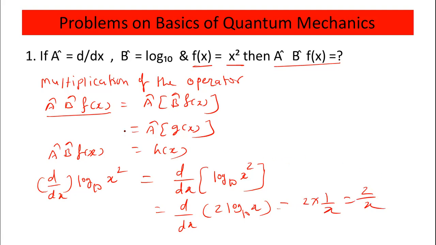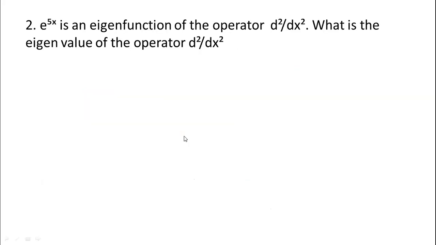So for the multiplication of the two operators, first of all we have to operate one operator, then the other operator. So the final answer is here 2 upon x. Okay. Then see the next problem.